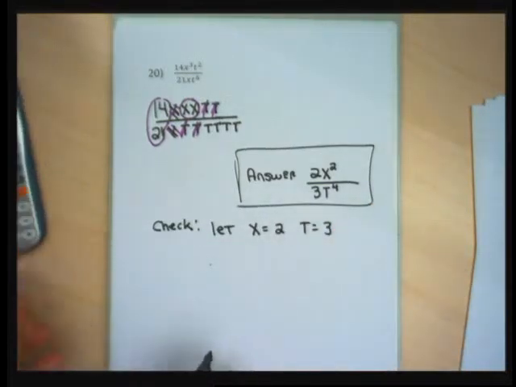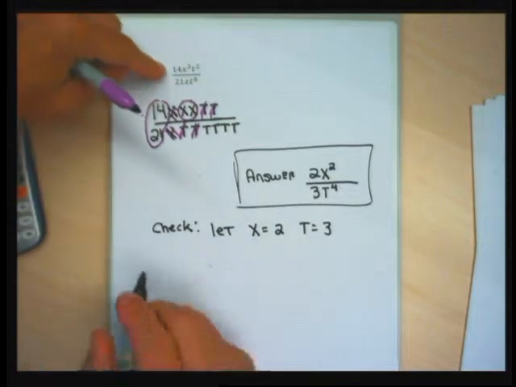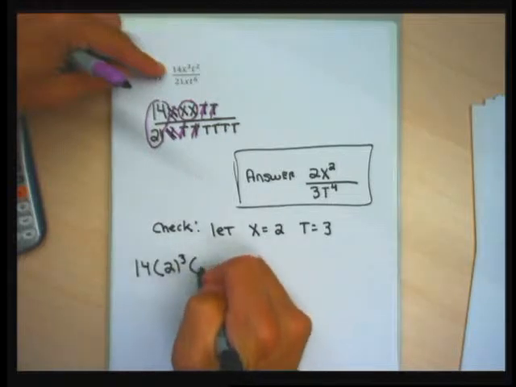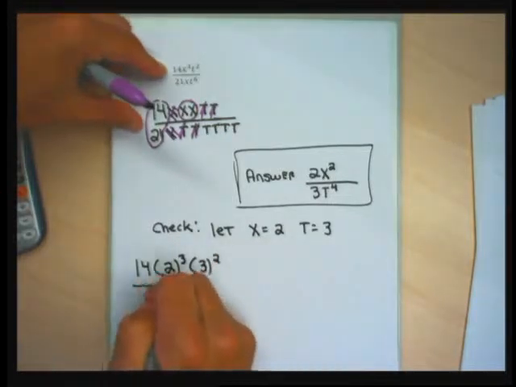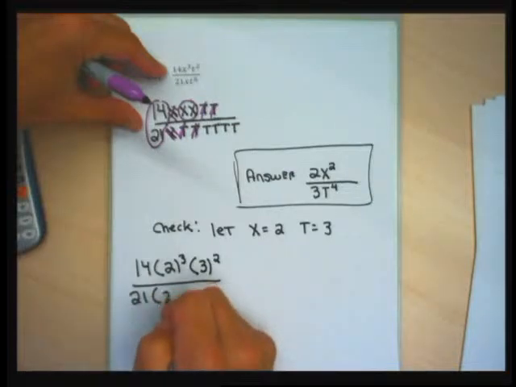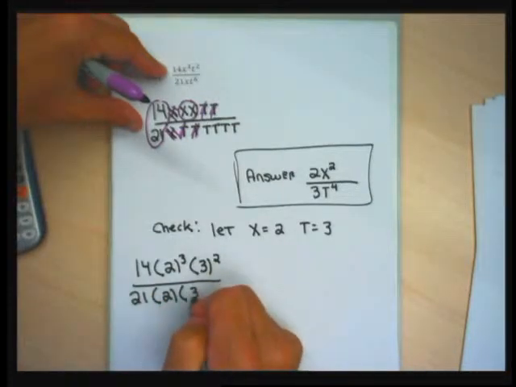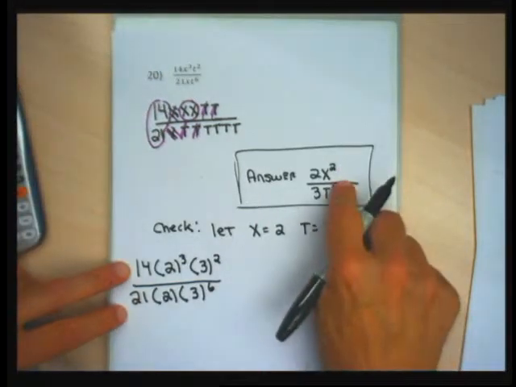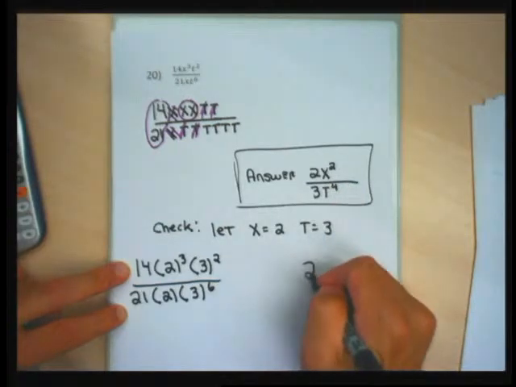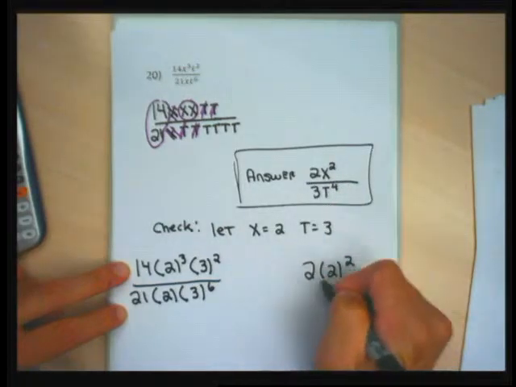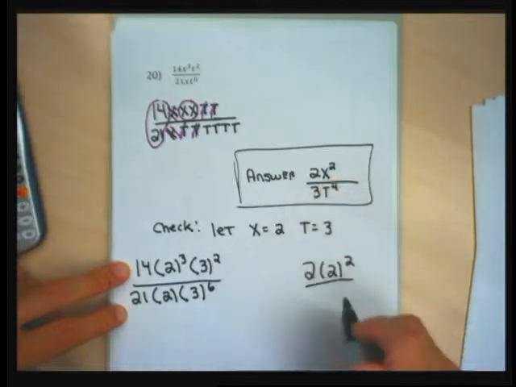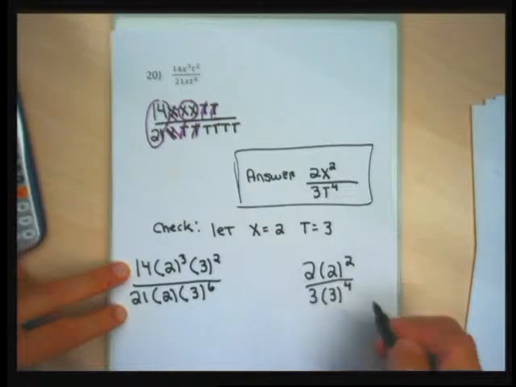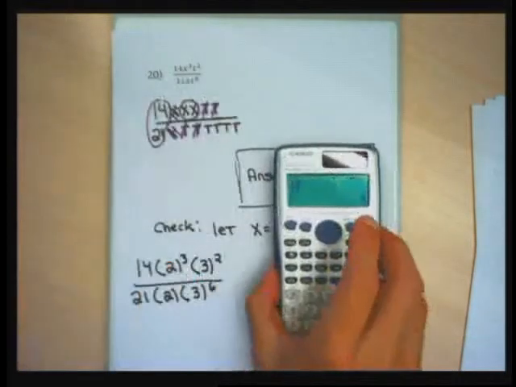And I'm going to pick different numbers for x and t. I'm going to go to the original problem and go 14 times x cubed, which is 2 cubed, times t squared, which is 3 squared, over 21 times x, which is 2, times t to the 6th, which is 3 to the 6th. I'm going to do that computation on my calculator, and I'll do the same thing to my answer. In my answer, I'm going to go 2 times 2 squared, plugging a 2 in for the x, and in the denominator 3 times 3 to the 4th. So I'm going to do each one of these computations.